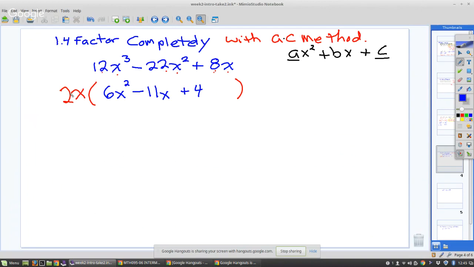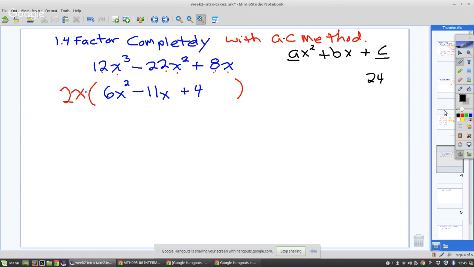So I've made a step toward factoring this, right? I've written it as a product. Next question, does 6x squared minus 11x plus 4 factor? And here's where the AC method comes in. AC method means take A, the leading coefficient, multiply it by C, the trailing coefficient here. So positive 6 times positive 4, that's a positive 24. So off to the side here, I'm going to write that my AC is 24.